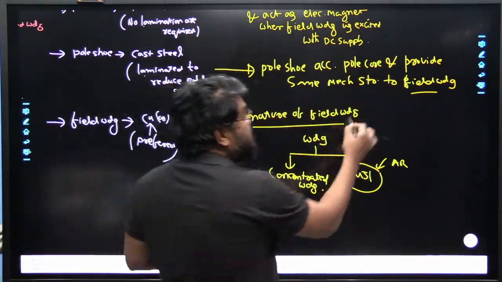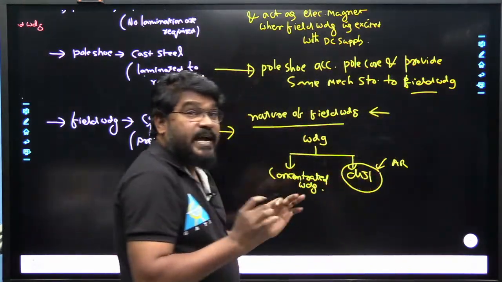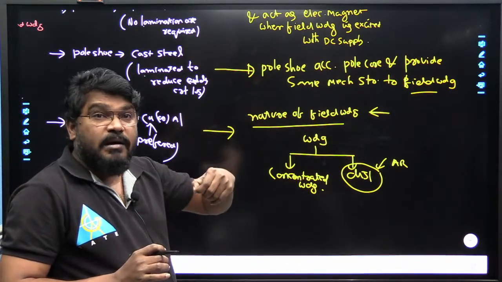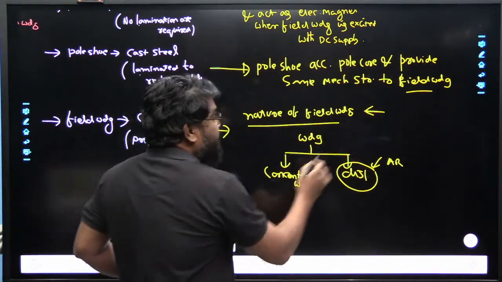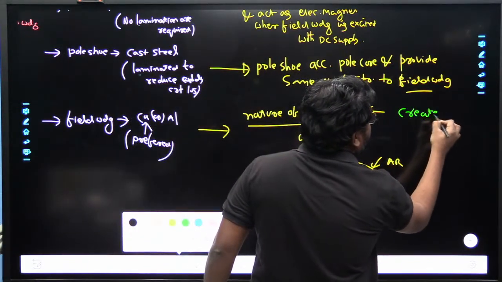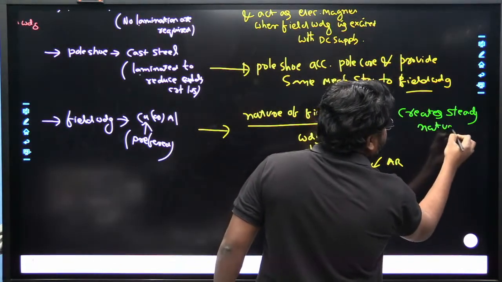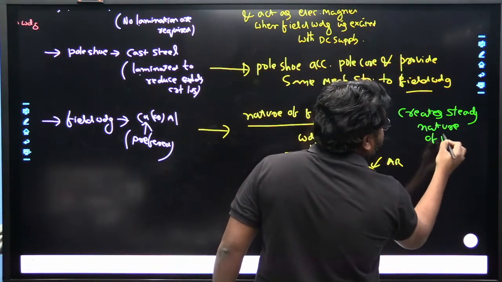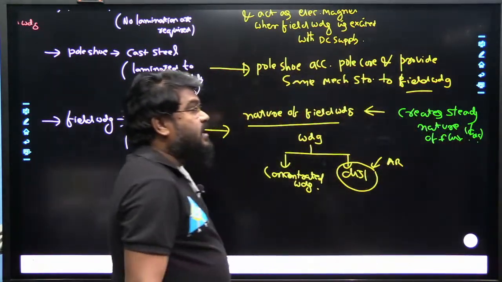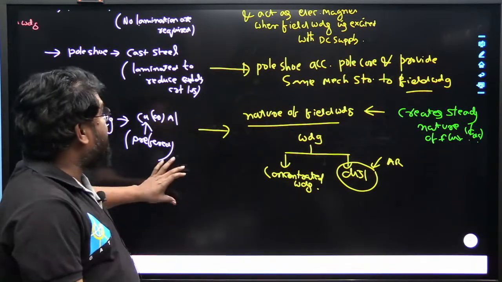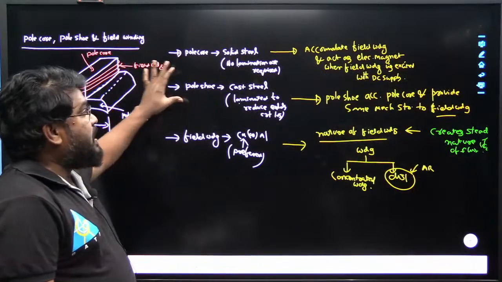And what about the function of this field winding? When the field winding is excited with the DC supply, it creates a steady nature of the magnetic field. Steady nature in the sense of DC nature of the flux or magnetic field, which is required. Is that clear, everyone? So that is the function of the pole core, pole shoe and also the field winding of the machine.